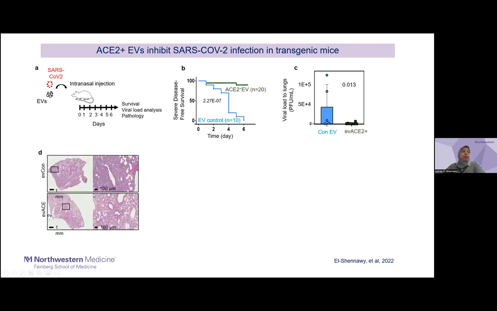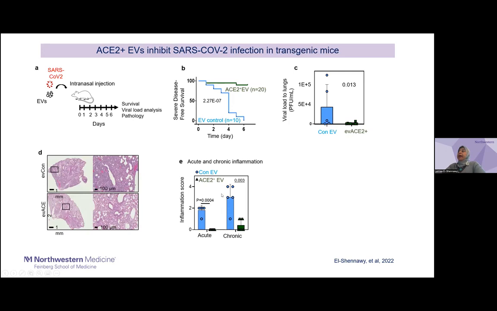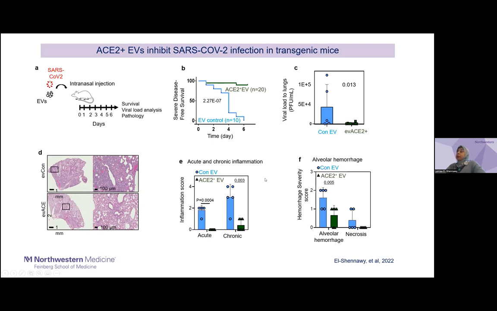Looking at the pathology of the lungs, we found that ACE2 positive vesicles significantly inhibited acute as well as chronic inflammation in the lungs of the mice compared to the control vesicles that were ACE2 negative. We could observe also inhibition in alveolar hemorrhage and necrosis.